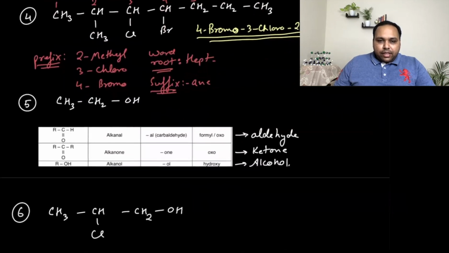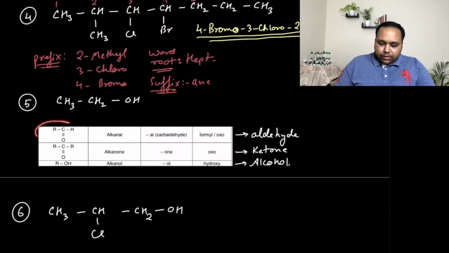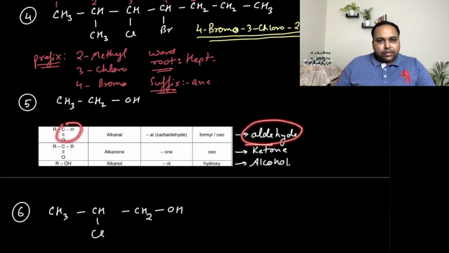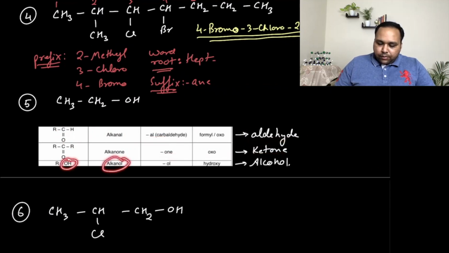So I have listed out a table of 3 functional groups. A group CHO attached to a carbon chain is known as aldehyde. The suffix is al for this, alkanal. C double bond O is ketone, and the suffix for this is one, right? So aldehyde has a suffix of al, ketone has a suffix of one, and an OH group attached to a carbon chain is alcohol, and the suffix is ol for alcohols. So let's see how we'll use this. So we have a simple example here.